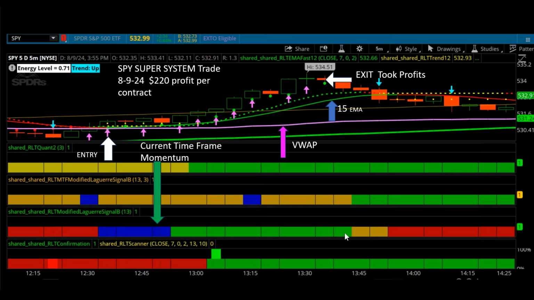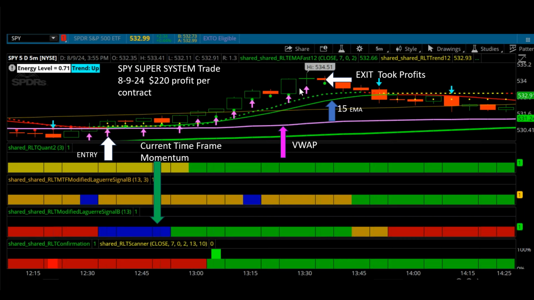Notice it stayed blue and green all the way over to here. So we stayed in the trade, the current time frame momentum. It moves sideways, and then it starts to rip up. Now as it moves up fast, we've got to keep an eye, because now our stop becomes the 15 and we're getting kind of far away. So you get a little anxious when you see a candle like that.